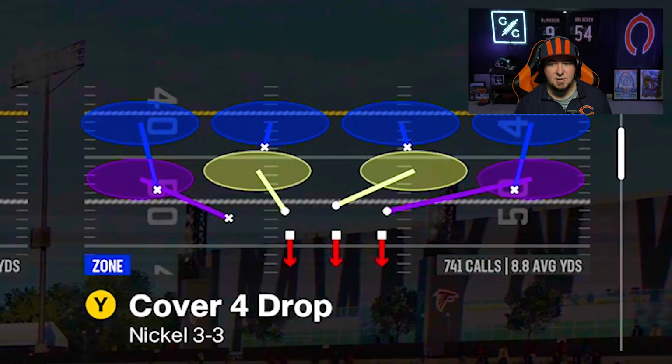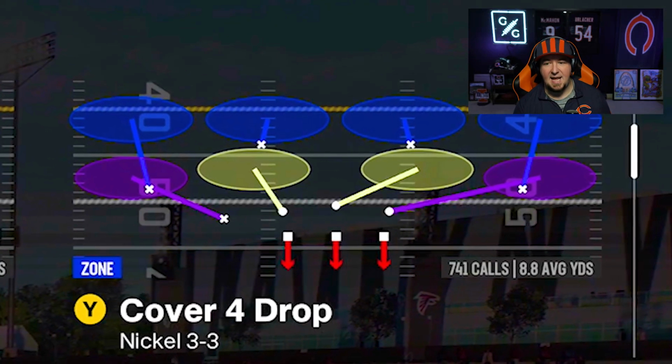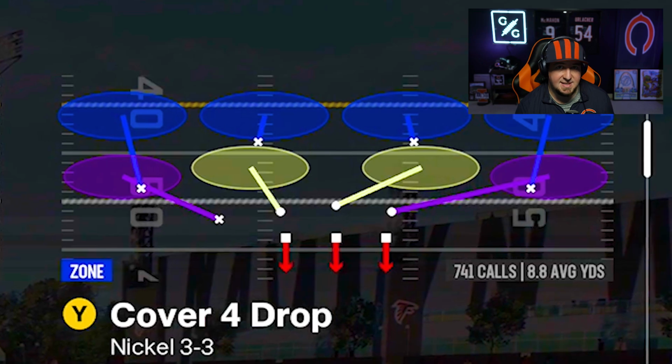So what we're going to do here is we're going to call any defense that has a cover 4 base, like cover 4 drop, for instance. Now on offense, what we're going to do is we're going to run a corner route combo that would traditionally be something that we could get open.